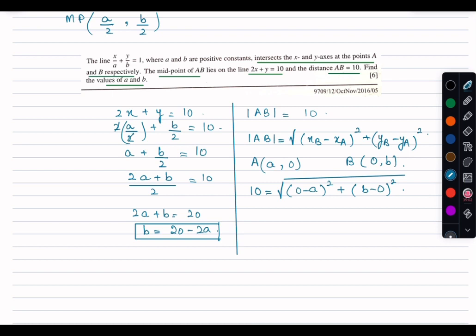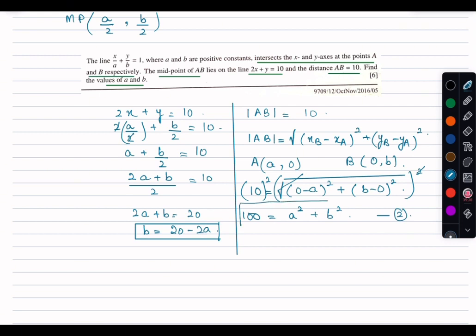So to eliminate the under root, I should square both the sides. If I square both the sides, obviously the under root sign gets eliminated. 10 squared gives me 100, and I will be left with 0 minus a the whole square, which is just a squared, and b minus 0 the whole square, which is just b squared here. So now I have the second equation in terms of a and b.